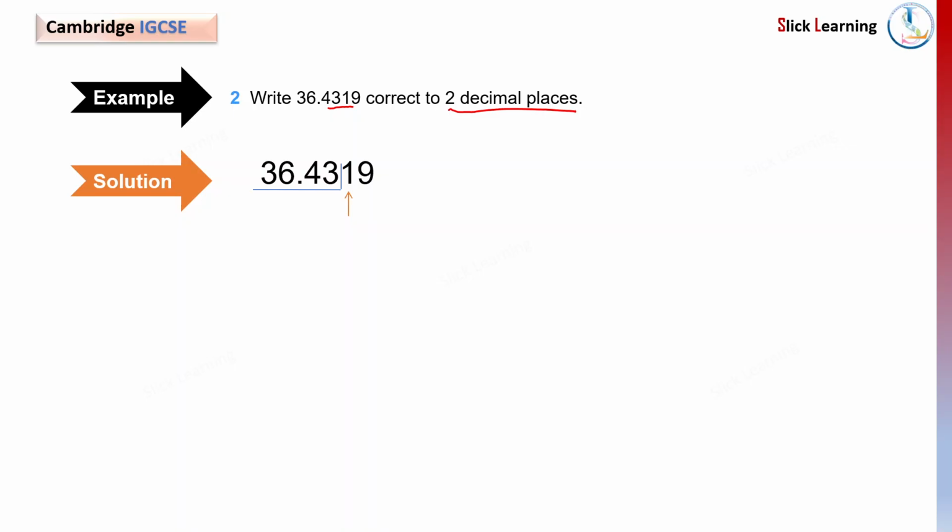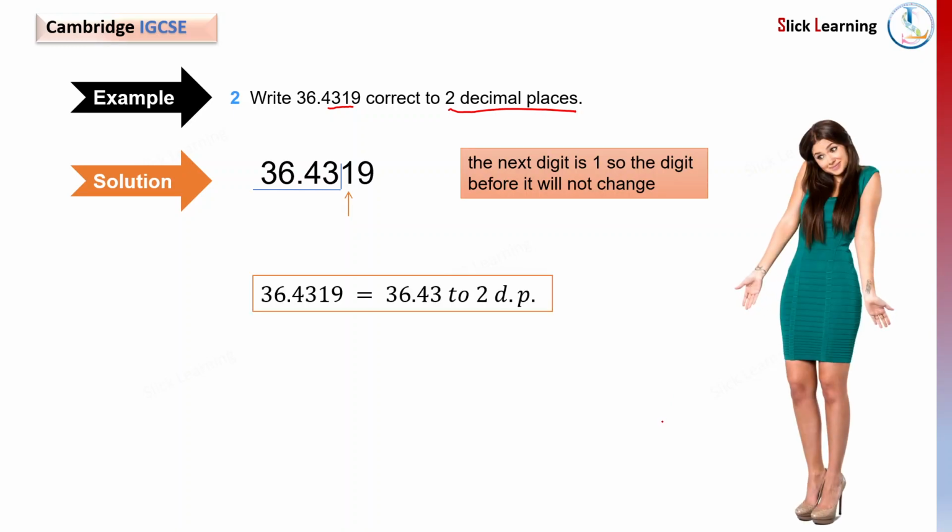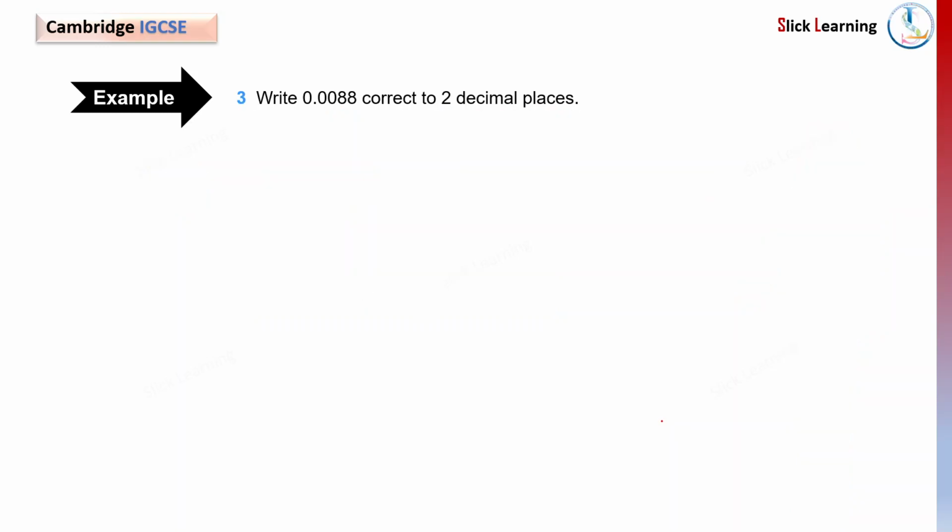So we are not going to make any changes to 3. So that is going to be 36.43 up to 2 decimal places. Let's have a few more examples.